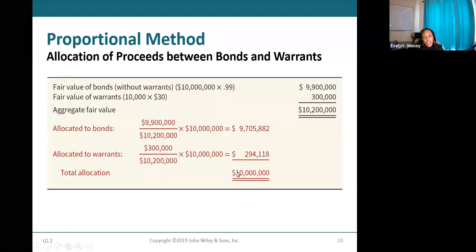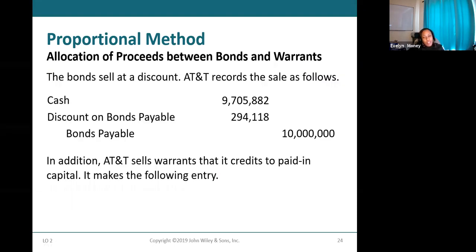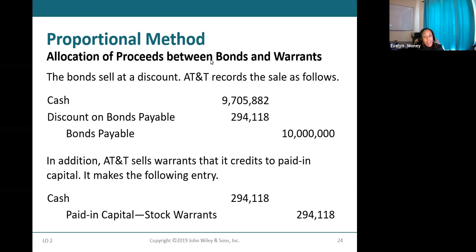Now, I know this may be a tiny bit confusing because I told you the cash proceeds, let me go back, for $10 million, which is why I like to do it as one big entry. Because when you do it as one big entry, you get to clearly see that the total cash is the combination of these two numbers, or $10 million. You can clearly see that you're going to credit paid-in capital stock warrants, which results in a discount on bonds payable of that same amount. Now, it may not always work out that way, especially depending on what method you're using. But for this particular example, it does. So you can do this as one big entry, or you can do it as two separate entries.